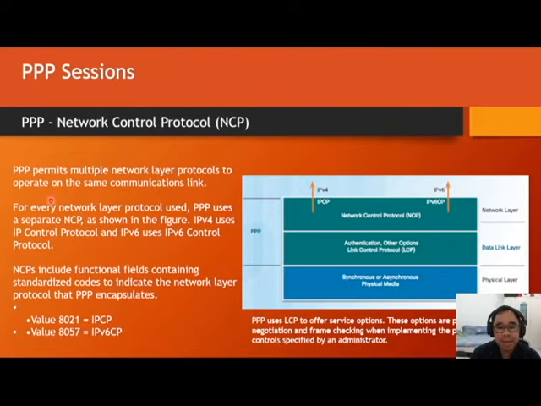PPP permits multiple network layer protocols to operate on the same communication link. For every network layer protocol used, PPP uses a separate NCP, as shown in the figure. IPv4 uses IP control protocol and IPv6 uses IPv6 control protocol. NCPs include functional fields containing standardized codes to indicate the network layer protocol that PPP encapsulates.